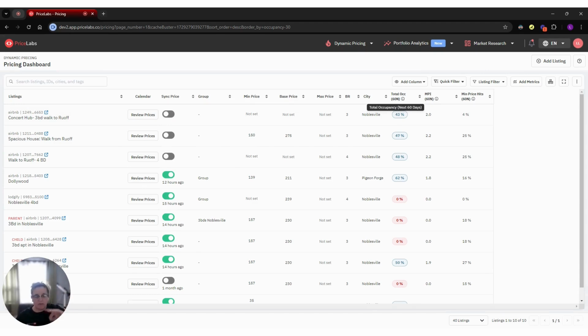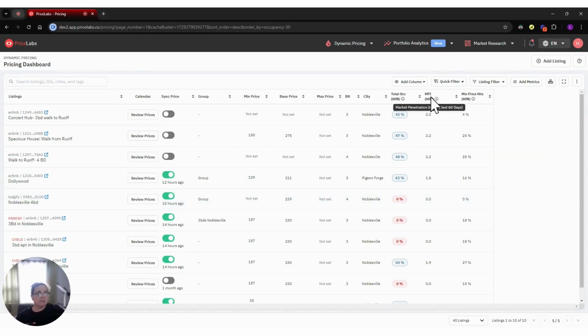to least occupied or the opposite, which then at a glance lets you see which units are performing super well and could maybe use higher prices. Or it shows you which units are not performing super well and could maybe use different pricing strategies, or there's something to look into, and do some deep diving into figuring out what's going on.